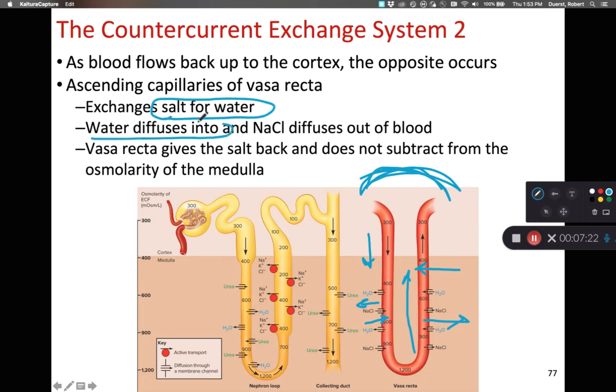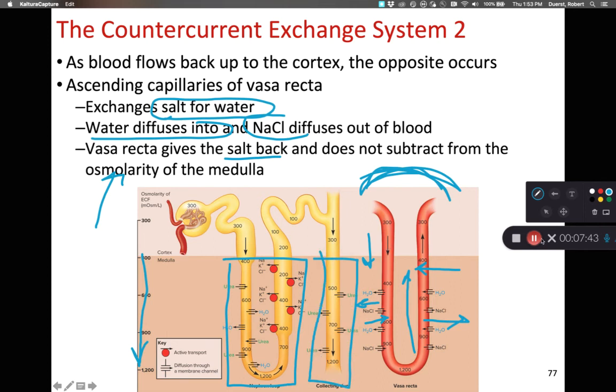Water is going to go in, sodium chloride is going to go out of the blood, and the vasa recta ultimately gives the salt back that it took, so it doesn't alter the osmolarity of our medulla, helping to maintain the osmolarity gradient as we go deeper into the medulla that powers the movement of fluids within the nephron loop and the collecting ducts.